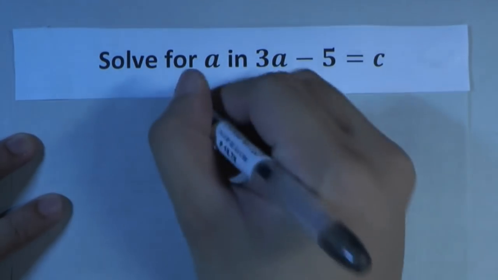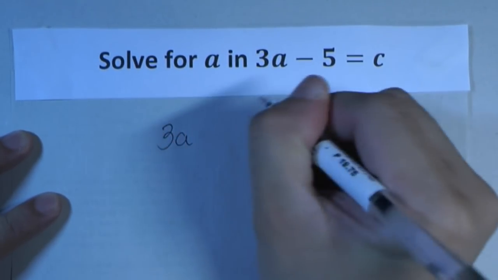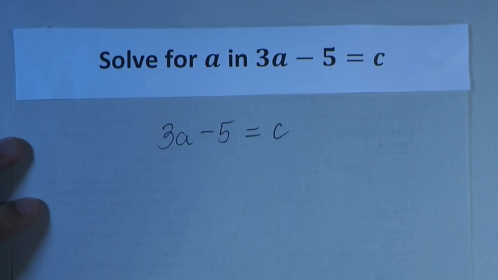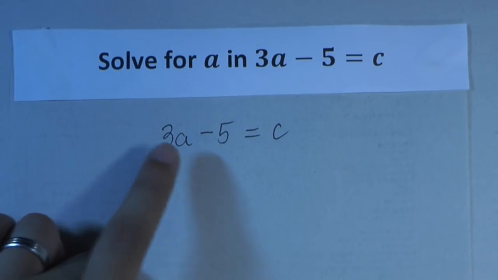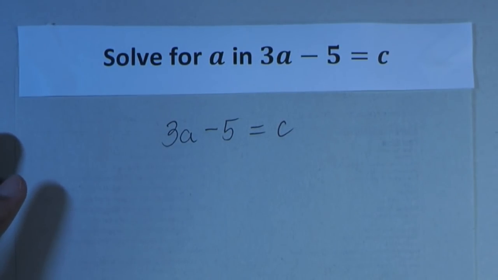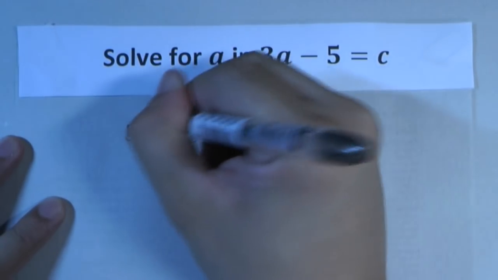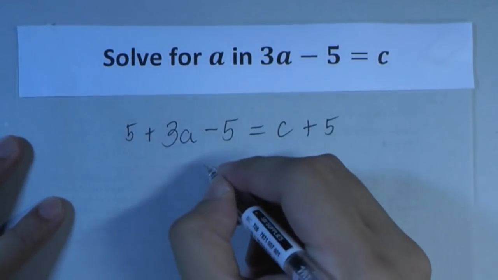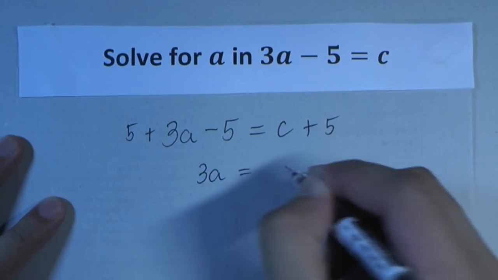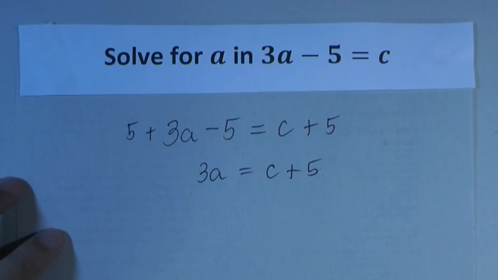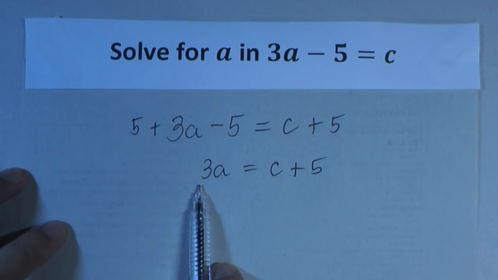I begin by rewriting my equation. 3A minus 5 equals C. If I want to isolate A, I can first apply APE and add 5 to both sides of the equation. And that results in 3A equals C plus 5. But now I wish to eliminate 3 here. To do that, I need to apply MPE and multiply both sides by 1/3.